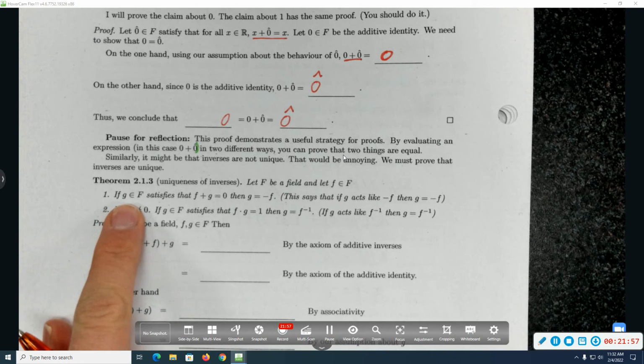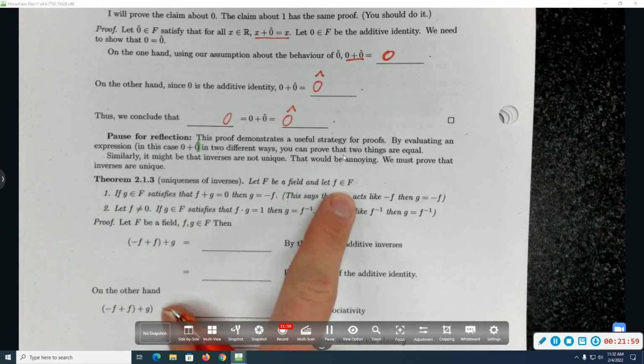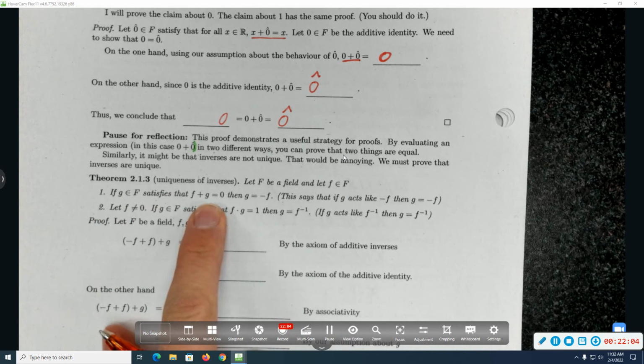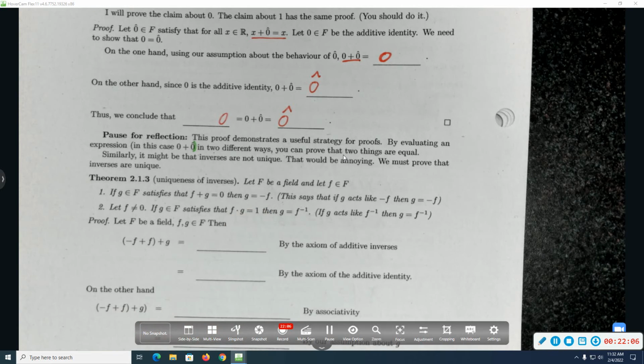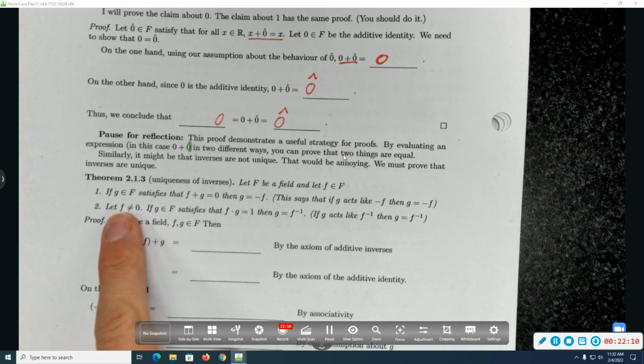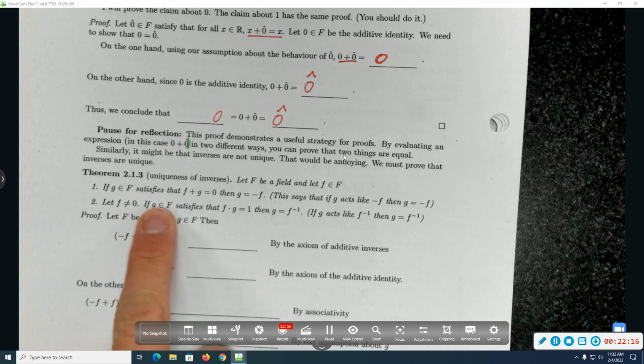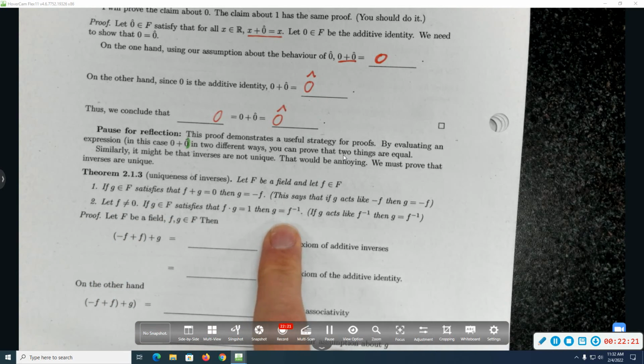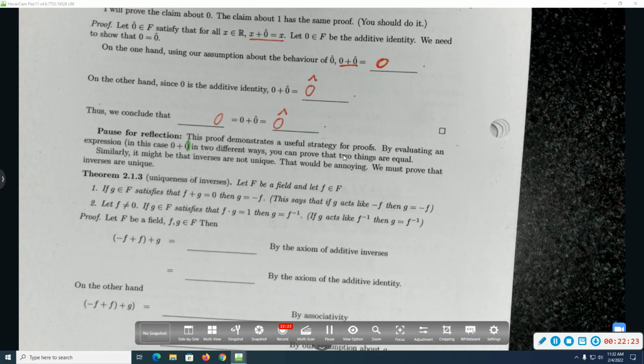Theorem. Let F be a field, let f be in F. Let g satisfy that f plus g equals 0. Then g is equal to negative f. And same thing with multiplicative inverses. Let f be not equal to 0. 0 doesn't have an inverse, so I thought I'd assume it's not 0 to talk about its inverse. Let g satisfy that f times g equals 1. Then g is equal to f inverse. Shall we prove it?